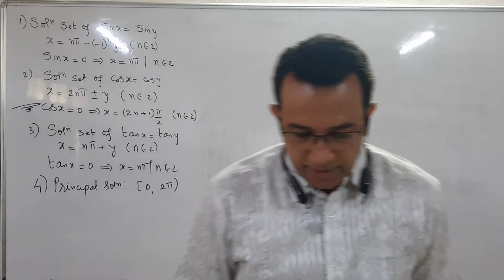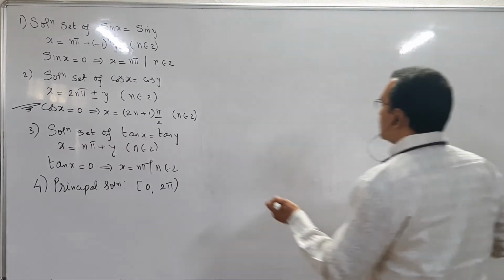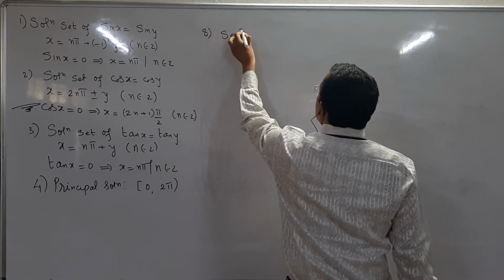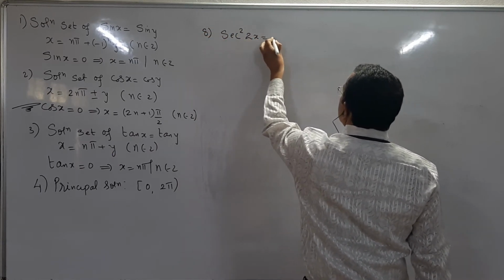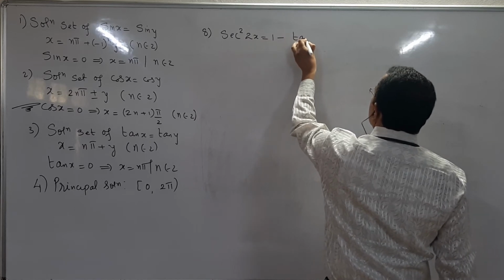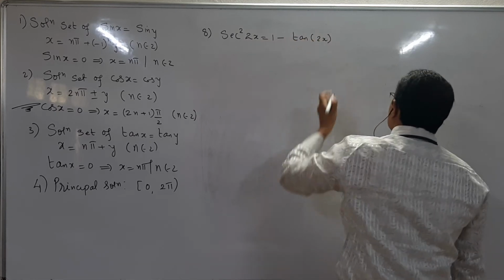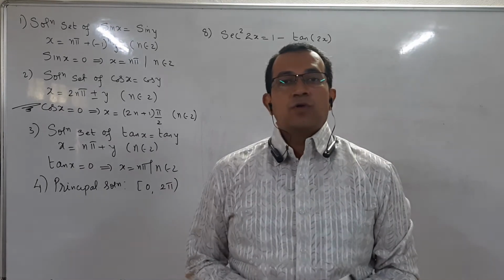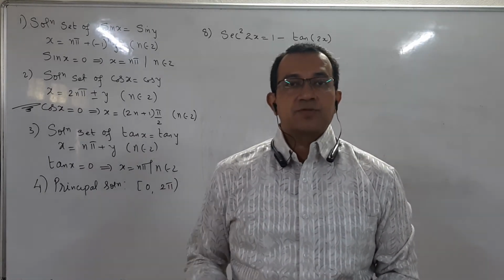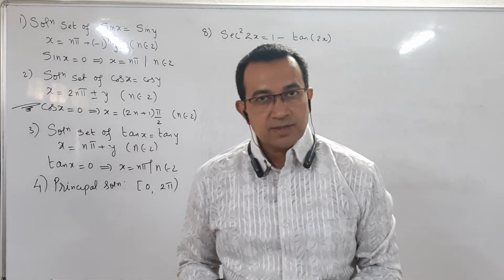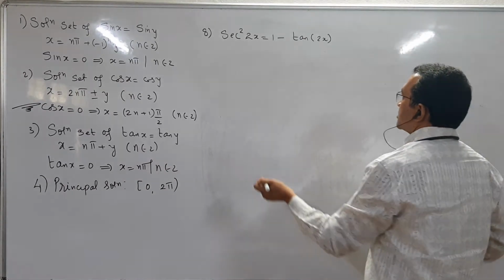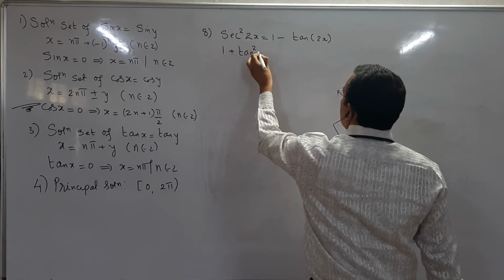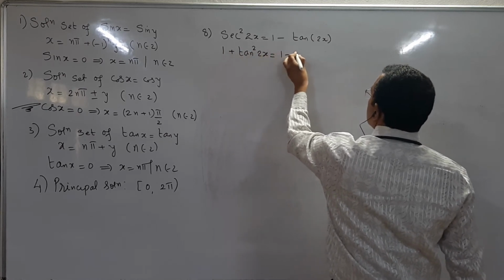Sec square 2x is equal to 1 minus tan 2x. Now, all of you know that 1 plus tan square theta is equal to sec square theta. So sec square 2x is written as 1 plus tan square 2x.